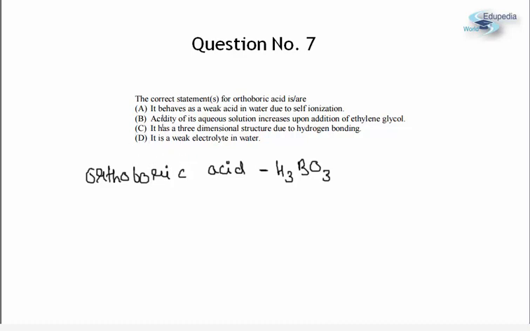Let us look at option A. Option A states that it behaves as a weak acid in water due to self-ionization. Now, this particular statement is correct in parts. Orthoboric acid is a weak acid, this is correct. But due to self-ionization, no.